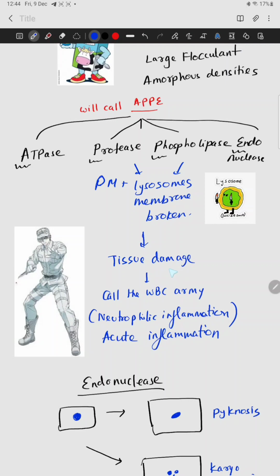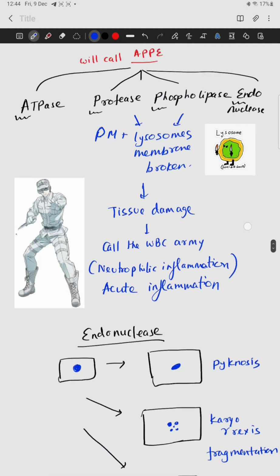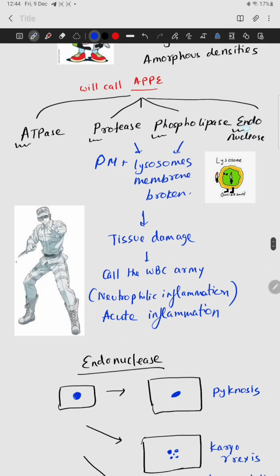And also because of the tissue damage, they are going to give a call to this guy, right? Who is this guy? That is the WBC army. They will call the WBC army, and this neutrophilic inflammation, and hence there will be acute inflammation in necrosis. Remember, there is always an inflammation in necrosis. So those guys will come and kill the cell itself. So that is how the death happens. That is the necrosis, right?